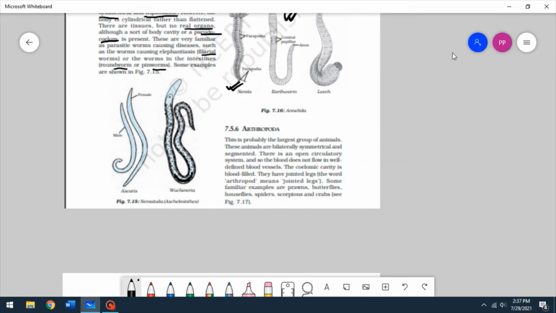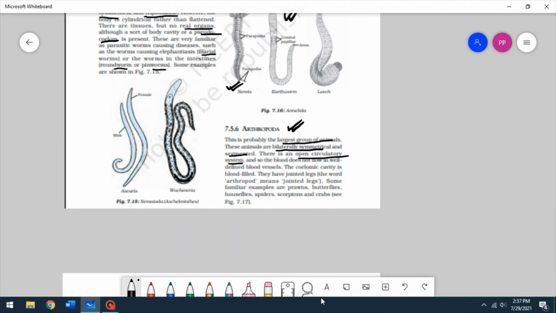And then the sixth phylum is Arthropoda, very famous phylum, the largest group of animals. Alright, these animals are bilaterally symmetrical. That is, the left and right sides of their bodies have a similar design, and they're segmented again. Alright, so their body is divided into a head, a thorax, and an abdomen. Alright, and they have an open circulatory system. This is important. They have an open circulatory system.